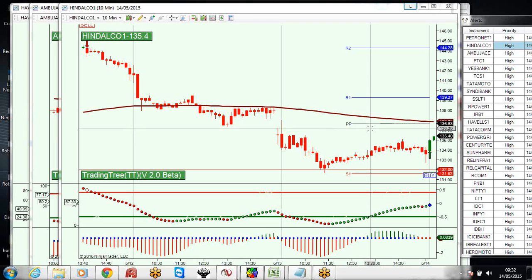You can book your first profit at 136.20 for Hindalco.